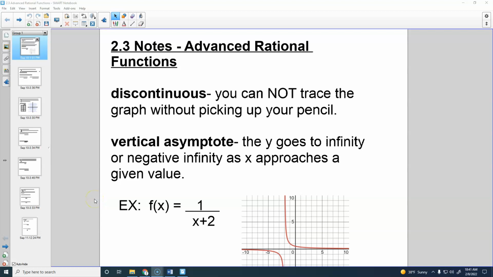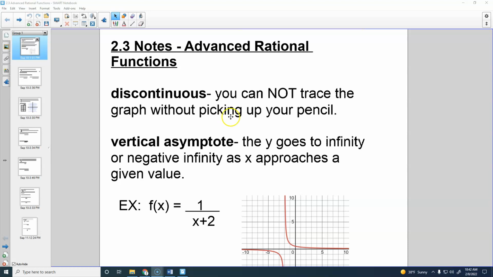Okay, so today we're going to talk about some advanced rational functions, and we're going to talk about the types of discontinuities that they have. So, a graph is going to be discontinuous if you cannot trace the graph without picking up your pencil.